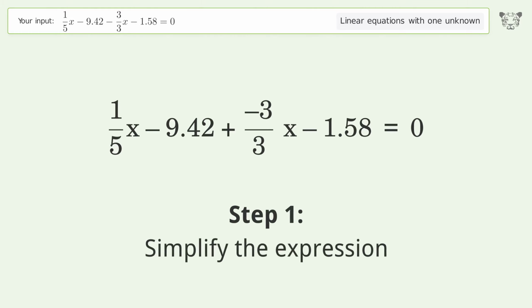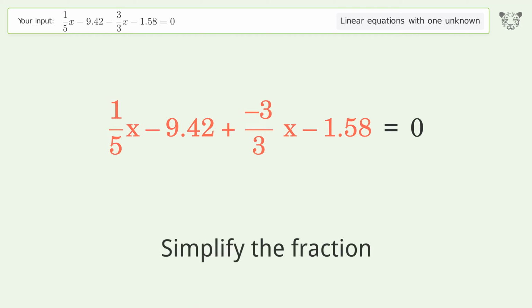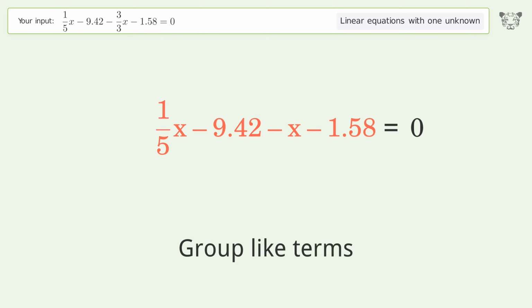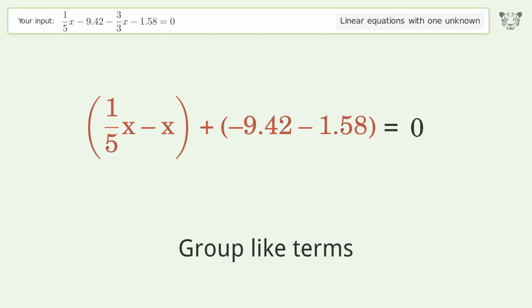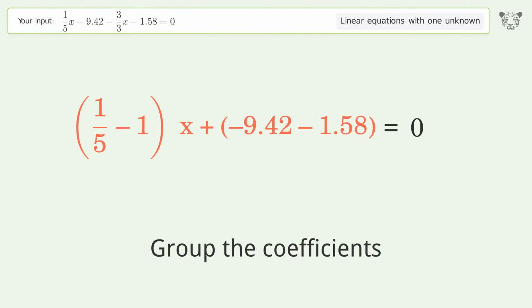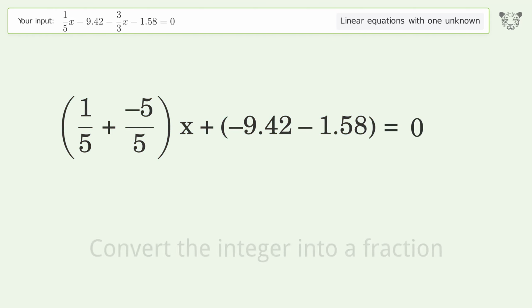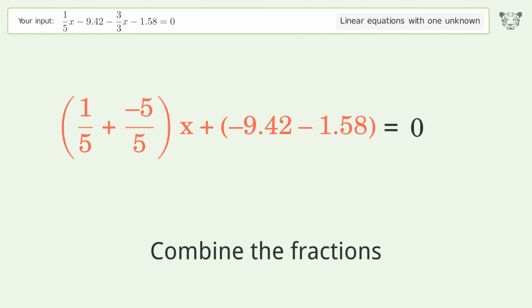Simplify the expression. Simplify the fraction. Group like terms. Group the coefficients. Convert the integer into a fraction. Combine the fractions.